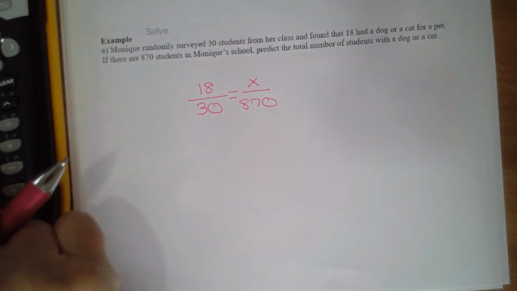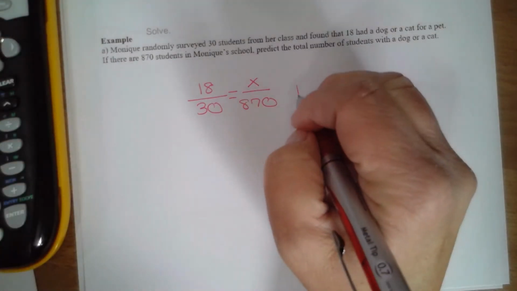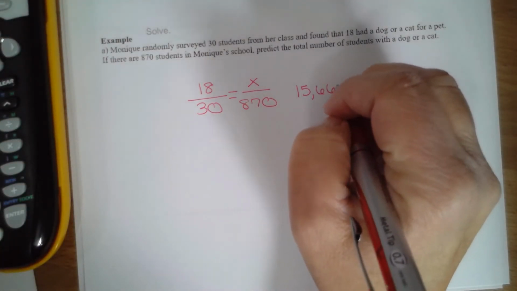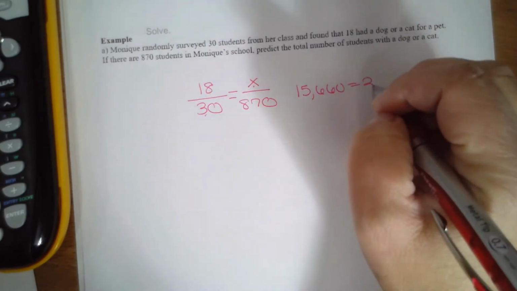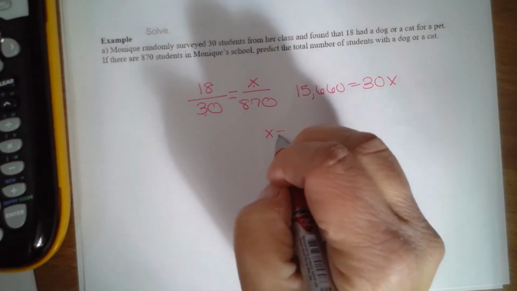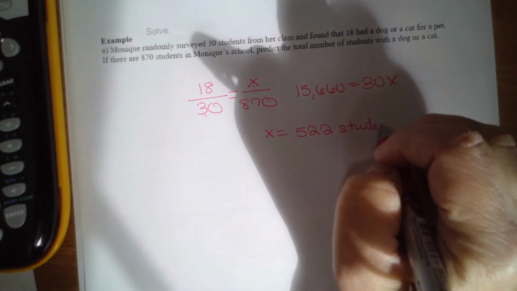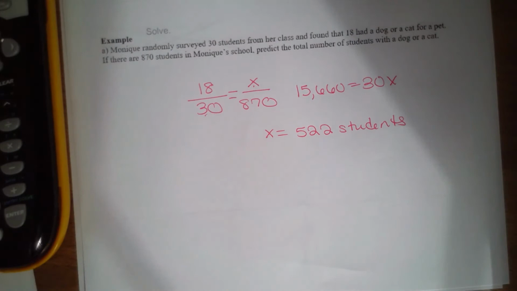So the only thing you need to be consistent about is make sure your total is on the bottom. So cross multiply 870 times 18. 30 times x is 30x. Divide by 30. And it should be 522 students should have a dog or a cat.